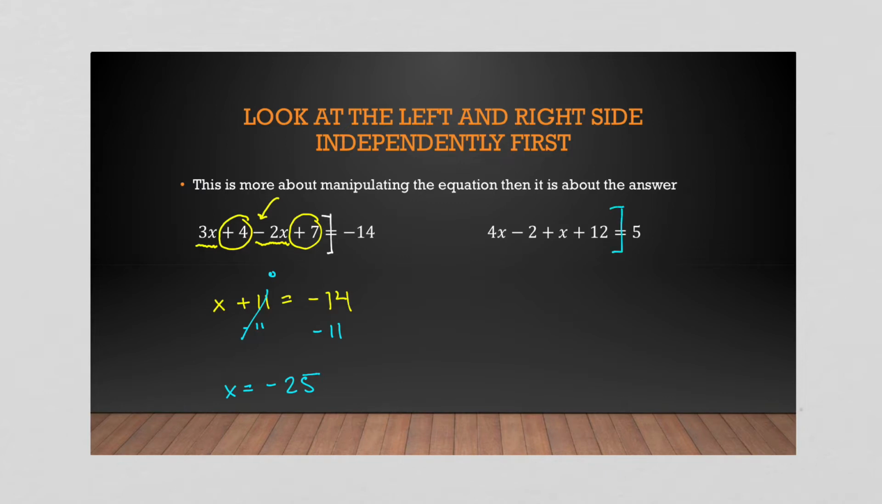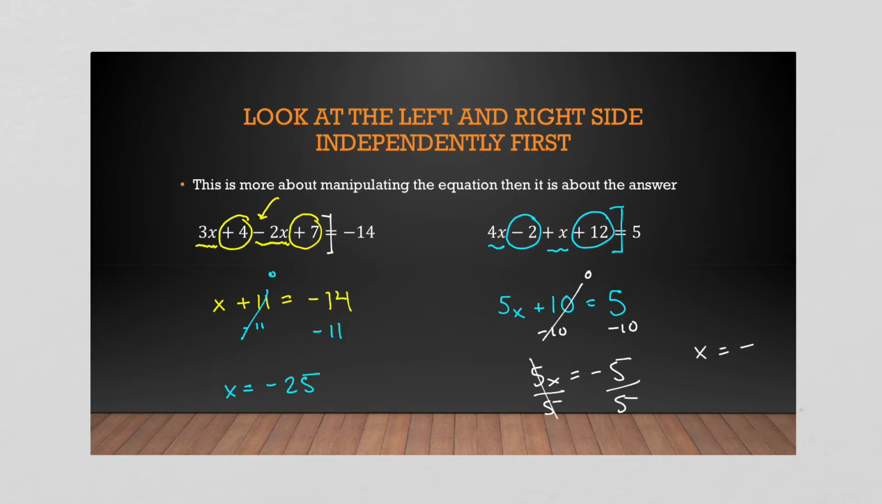So again, on this one, I'm going to look here first. Oh, here's a 4x plus 1x. That's a 5x. And here's negative 2 plus 12. Well, that's positive 10. So now I've simplified my equation, and now I do my elimination. Minus 10 from both sides because that is 0. And then 5x equals negative 5. And then divide by 5 on both sides because that is 1. And x equals negative 1.